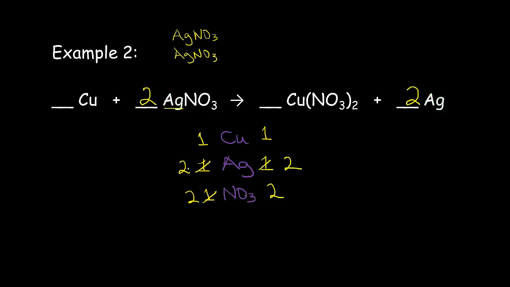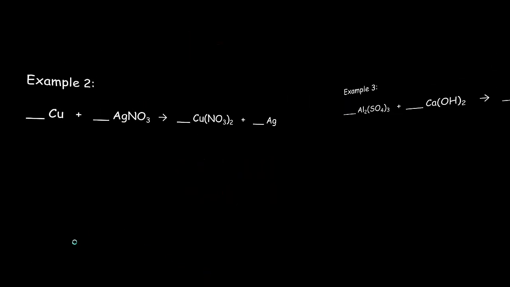All of our elements are now balanced. They are equal. We have the same number of copper atoms on the reactant side as we have on the product side, the same number of silver atoms as we have on the reactant side as we do on the product side, and the same number of NO3 ions we have on the reactant side as we do on the product side, so we are balanced.